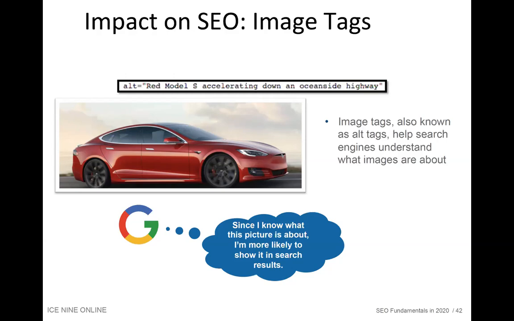If you have a WordPress site, there's a plugin for that as well. Or you can just go to your media center and update it. Or you may need a developer's help for this. But every image on your website should have an alt tag that describes what that image is about. So if I look at this, I know this is about a red Model S that's accelerating down an oceanside highway. You don't need the keyword stuff here. Just make it descriptive so that people can understand what you're talking about.